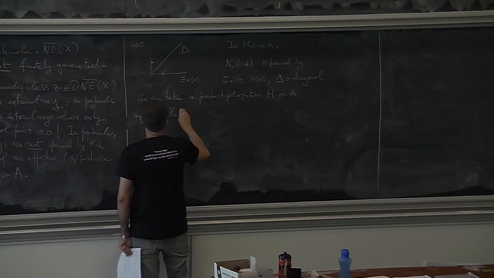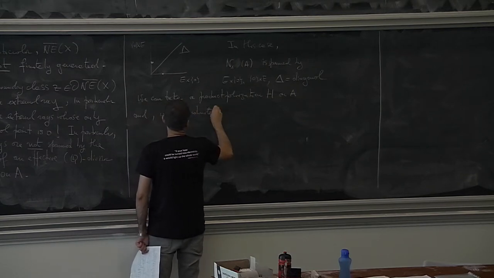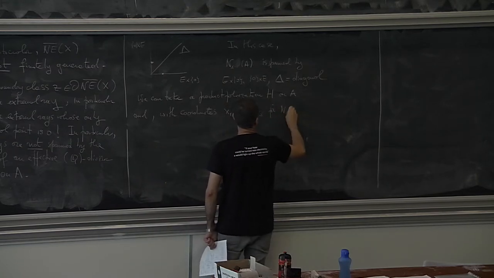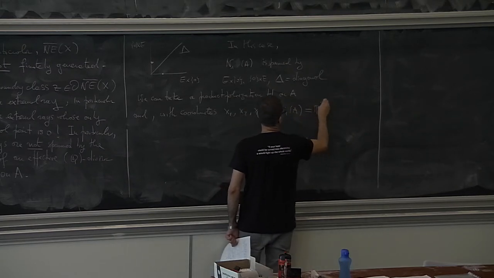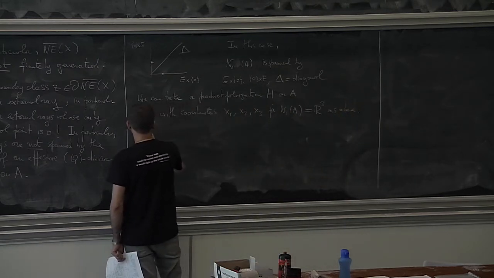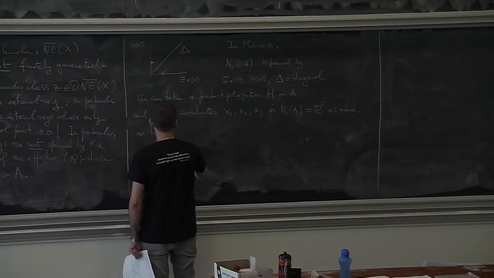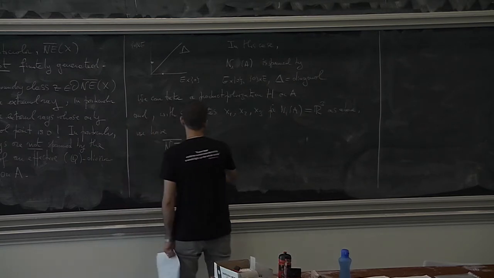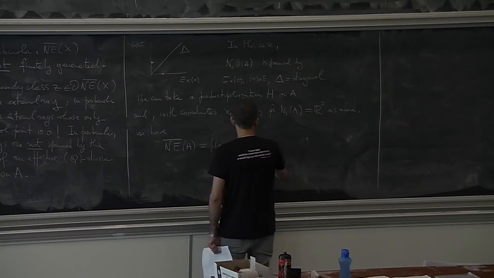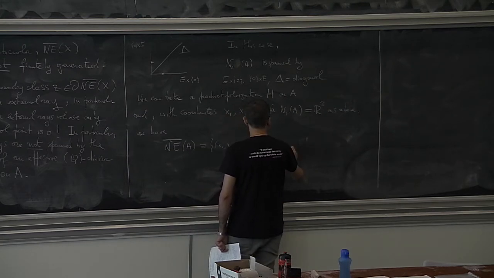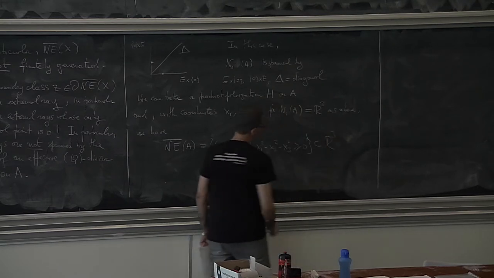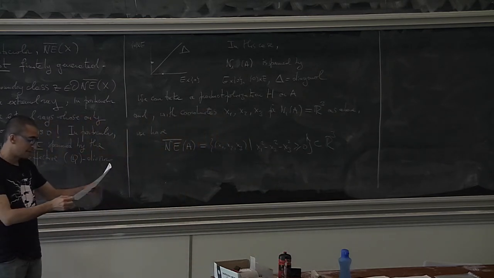With coordinates x1, x2, x3 on N1 of A, which is R^3 as above, we have that the Mori cone of A is given by x1, x2, x3 such that x1 squared minus x2 squared minus x3 squared is greater or equal to 0. And this is the description in this case.